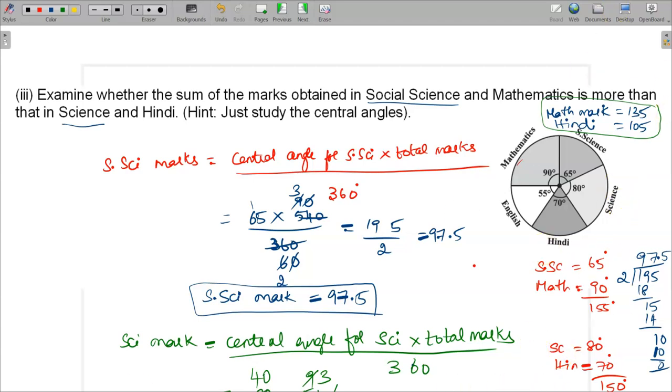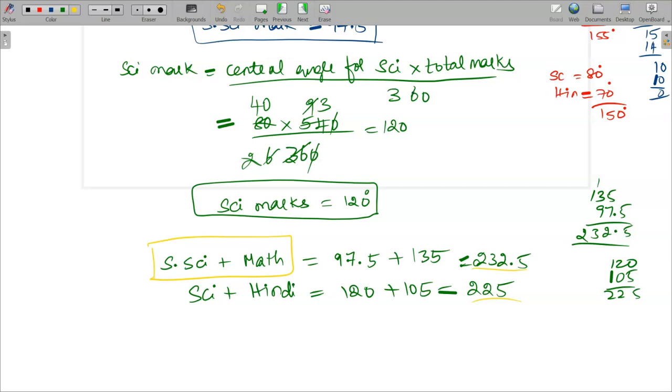Okay, so what is the question? Examine whether the sum of the marks obtained in social science and mathematics is more than that in science and Hindi. Okay, yes, the answer is yes. Yes, the sum of social science and math marks is more than the sum of science and Hindi marks. Okay. So this is the solution.